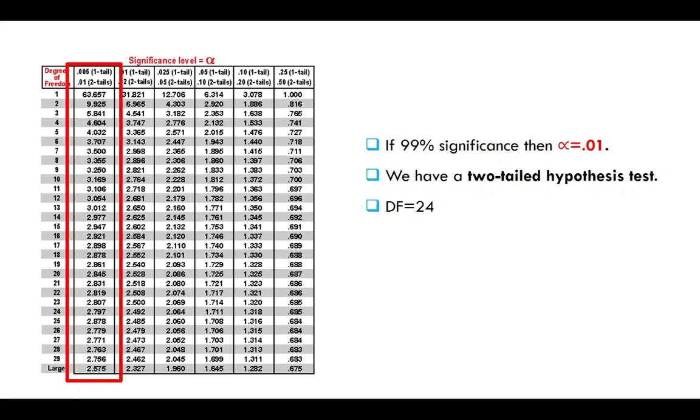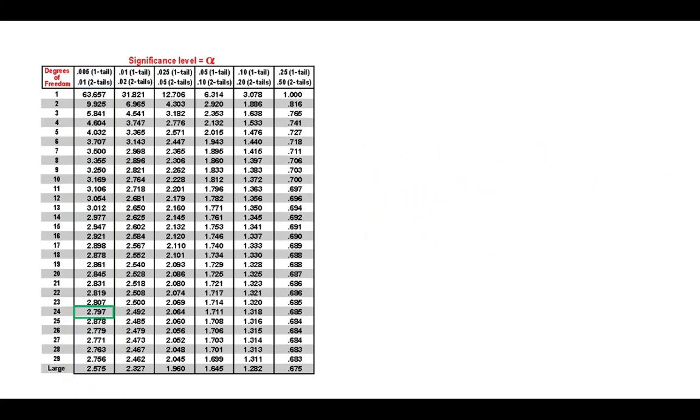So you should be looking in this column right here where it says 0.01, that's our alpha, and in parentheses, two-tailed. So we're looking right there, and do you agree? We're going to get a T critical of 2.797, which on a later slide I'm going to round to 2.8, so don't let that alarm you. All right, we know how to read this table, right?